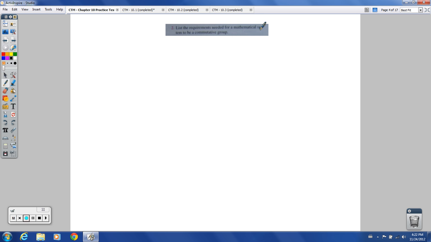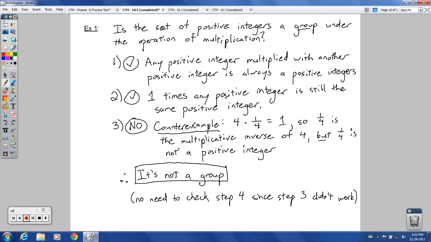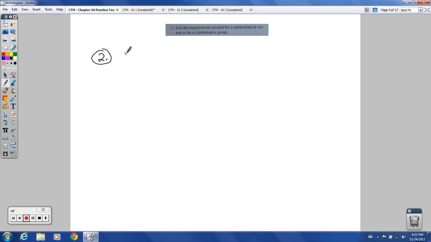List the requirements for a mathematical system to be a commutative group. So we had our CIIAC, that is what we're referring to in this case. Going back again to 10.1, we had closure, identity element, inverse, associative property, and commutative property. All those things needed to hold, and so I will just write basically those things. So it has to have closure.